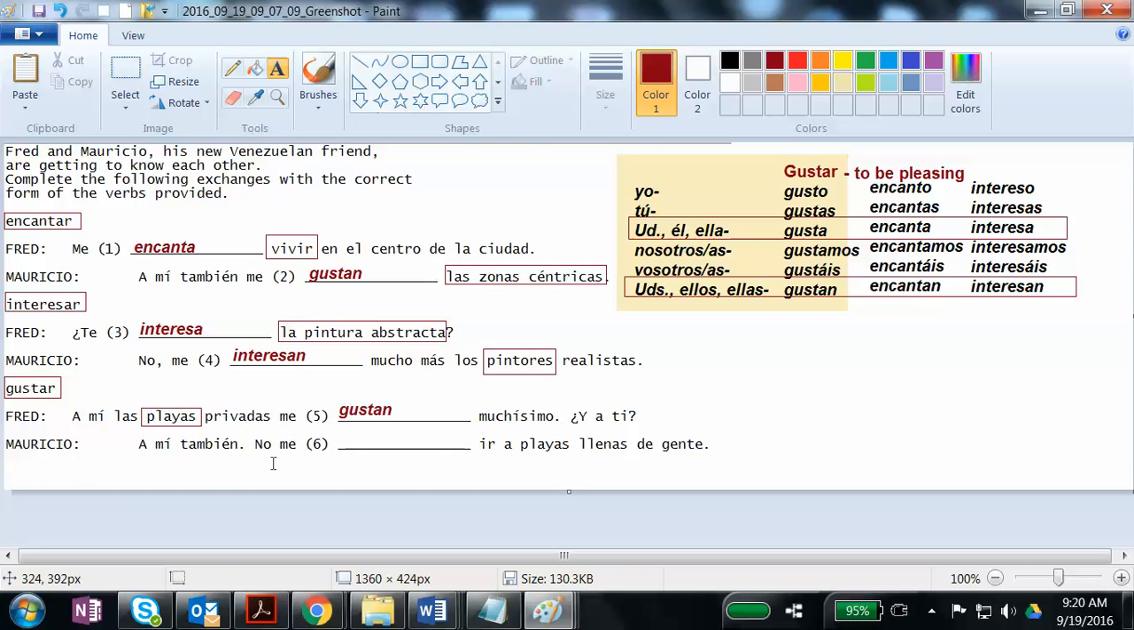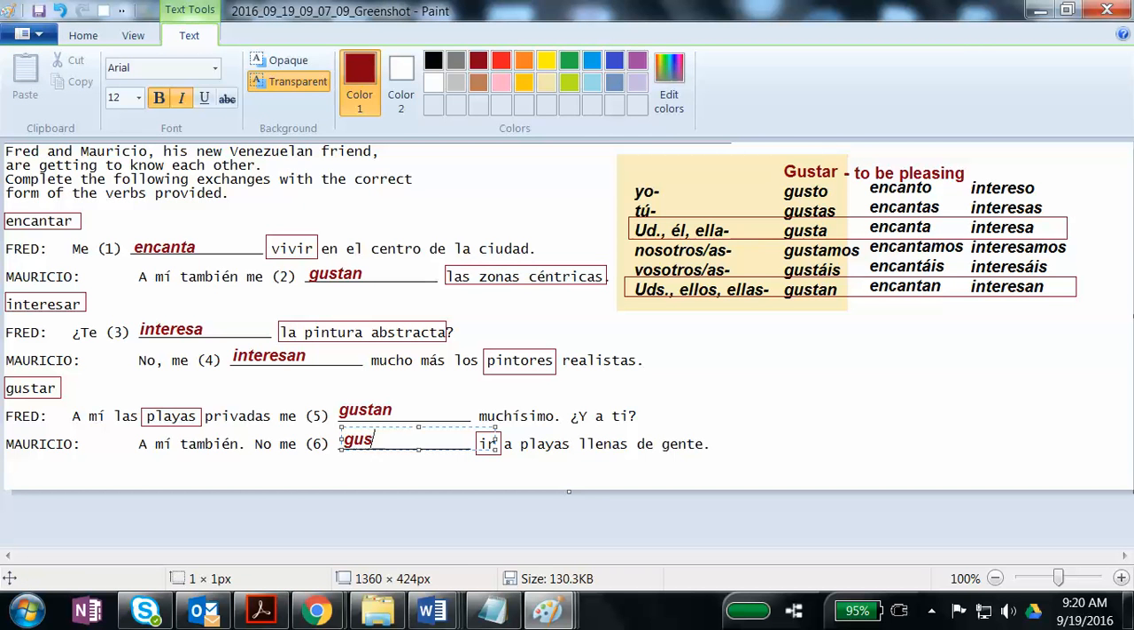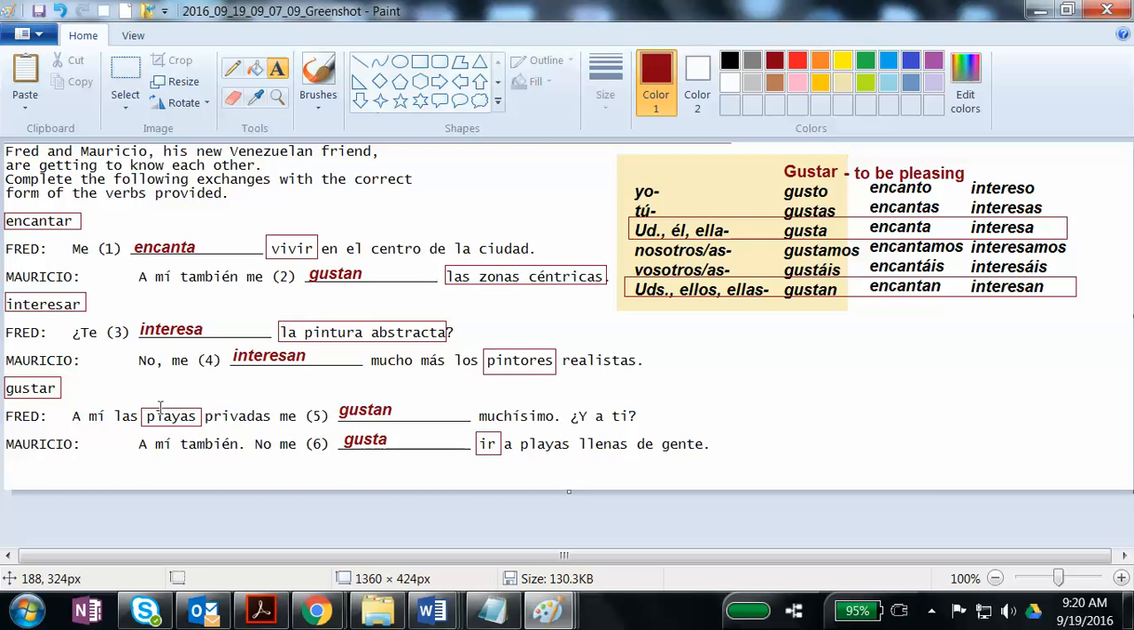And over here he's saying, a mí también no me blank ir a playas llenas de gente. Here we've got, it's what's not pleasing to him is going to the beaches. That's an idea. So whenever you have an idea, you're going to use the singular form. So the difference is here, it's beaches that were pleasing to Fred, but to Mauricio, he's not talking about beaches, he's talking about going to beaches. So because he's using going to beaches, you have to use gusta. But here, because he's talking about beaches, you use gustan.